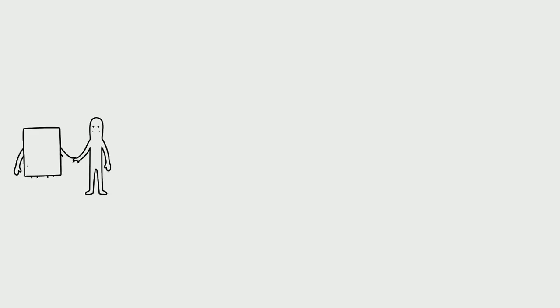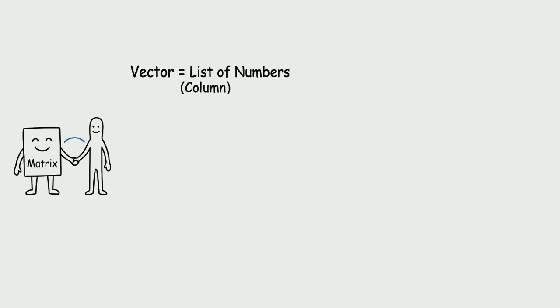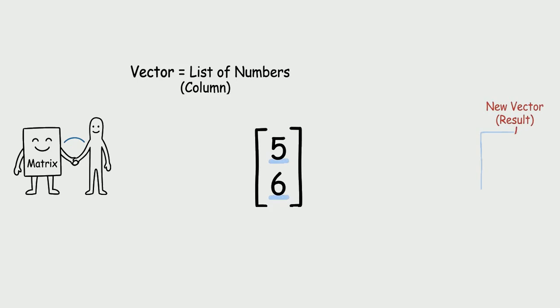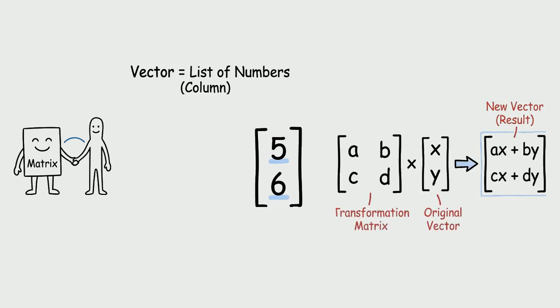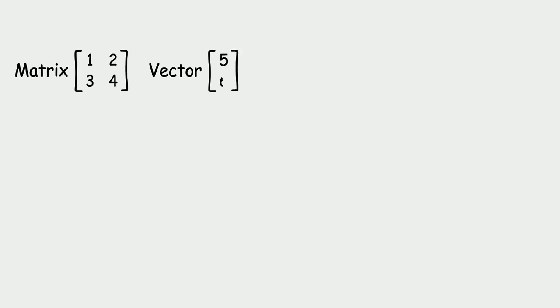Now, matrices often work hand in hand with vectors. A vector is just a list of numbers, usually written as a column. For example, 5 on top of 6 is a two-dimensional column vector. If you multiply a 2 by 2 matrix by that vector, you get a new vector. Let's say the matrix is 1, 2 on the first row, and 3, 4 on the second. Multiply that by the vector 5, 6.